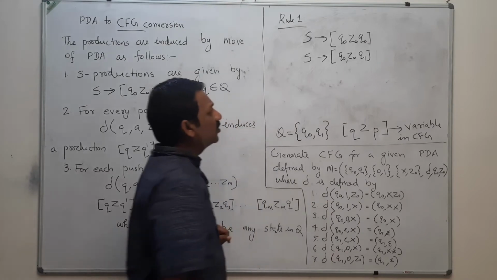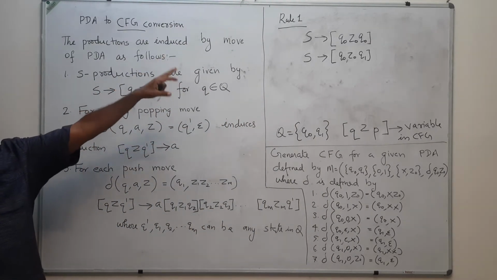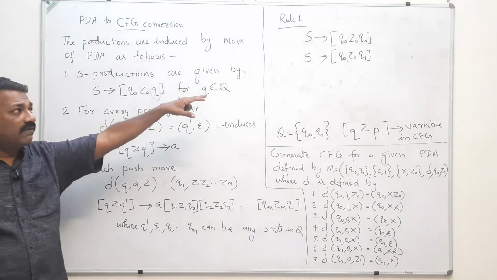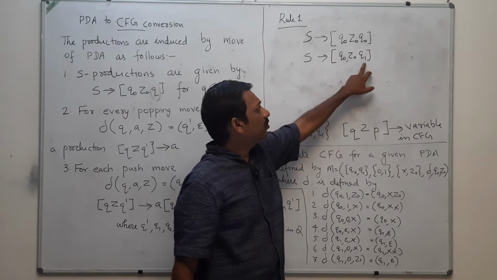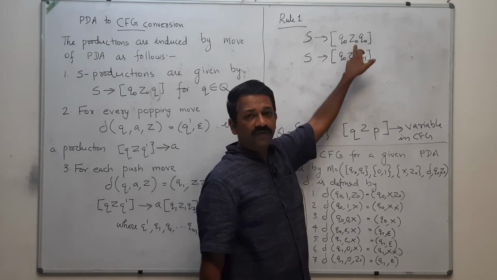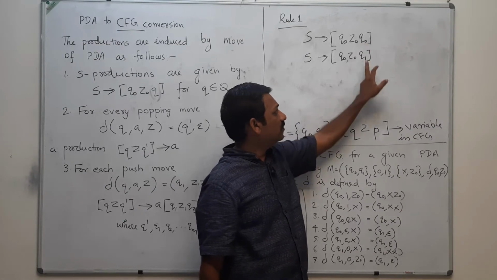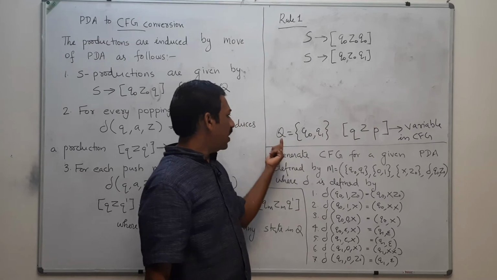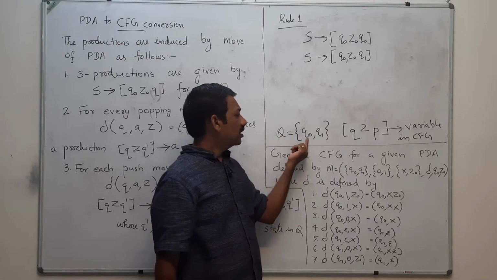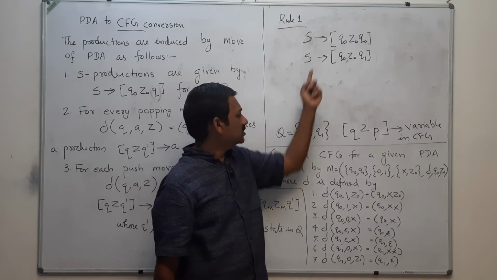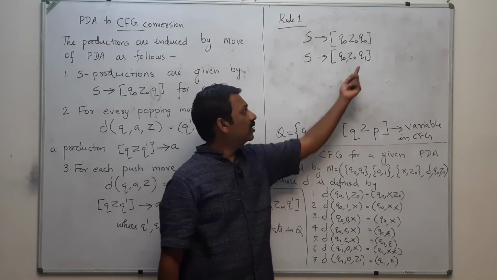So these are the S productions. As per rule number 1, we have those two S productions. S derives [q0, Z0, q0] and [q0, Z0, q1]. Here q0 and Z0 are fixed, and this is varying. For this case it is q0 and for this case it is q1. Why? We have two elements in the set Q, and in this case you are putting q0 here, and in this case you are putting q1 here.